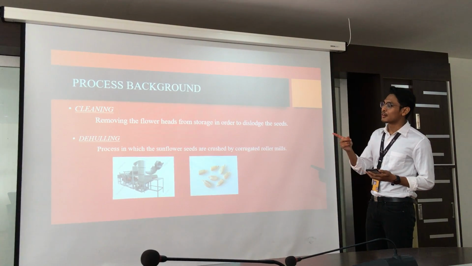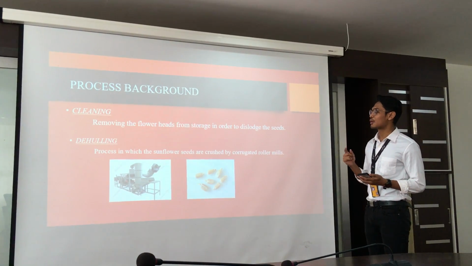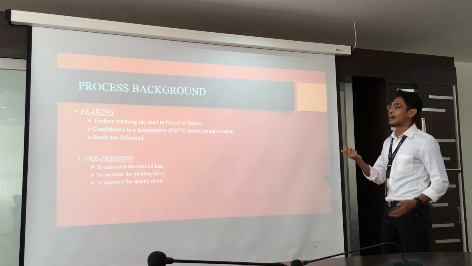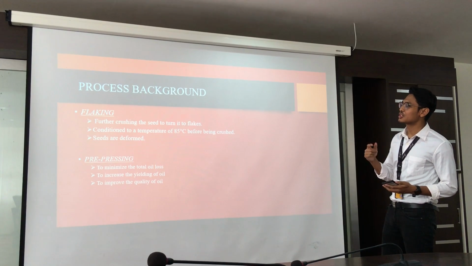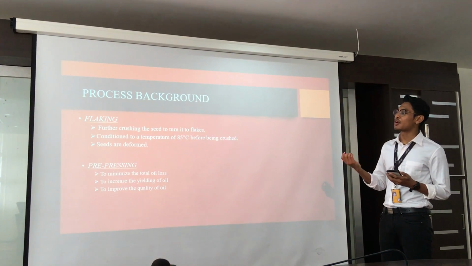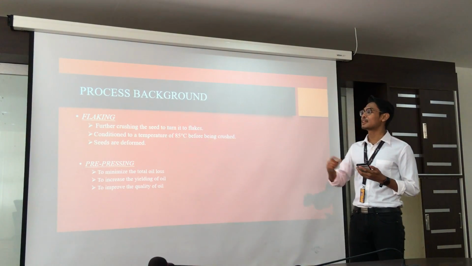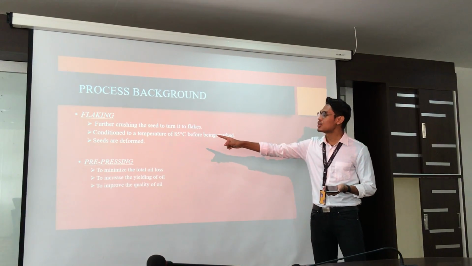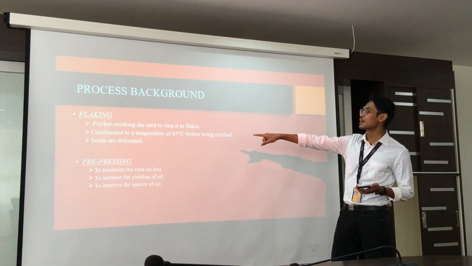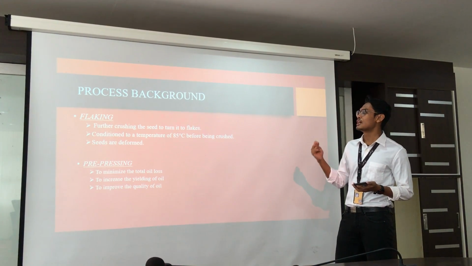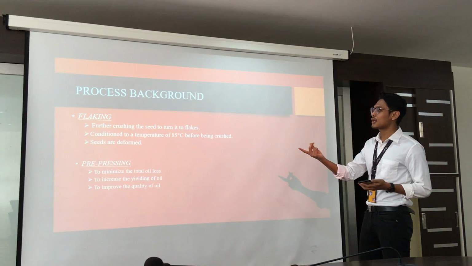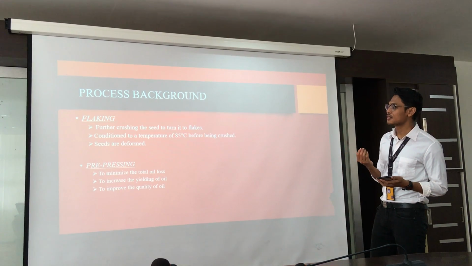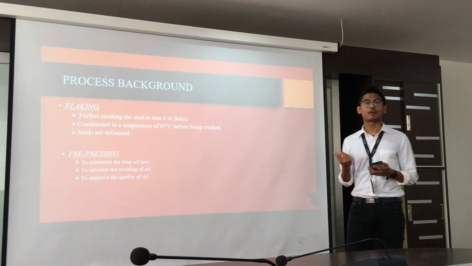And then dehulling, a process in which the sunflower seeds are crushed by corrugated roller mills. This is the machine that is used. And after that, flaking, further crushing the seed to turn it into flakes, to make the structure of the seed thinner. The temperature must be 85 degrees Celsius before being crushed. Seeds are deformed. And then pressing, to minimize the total oil loss, to increase the yield of oil and to improve the quality of oil.